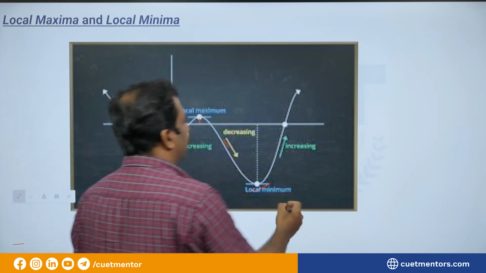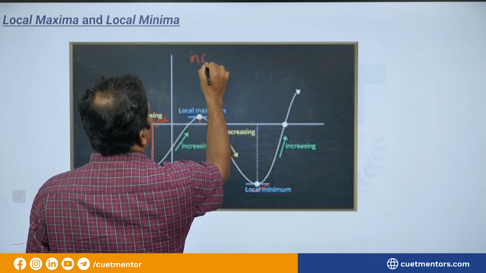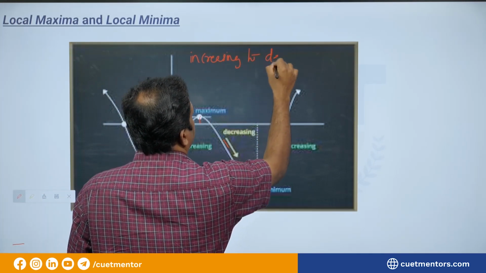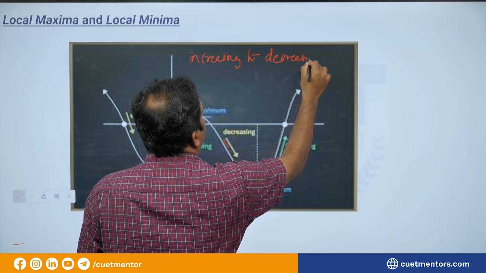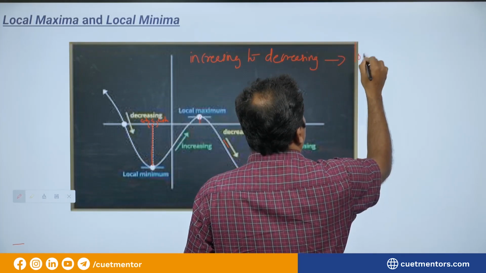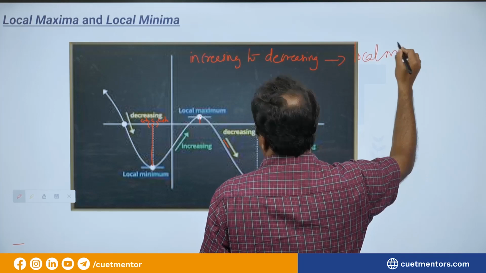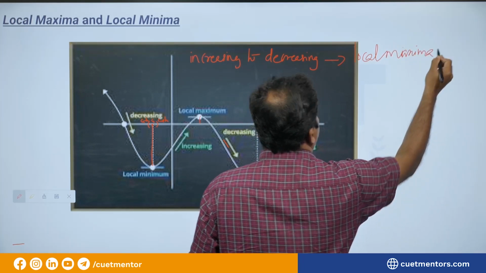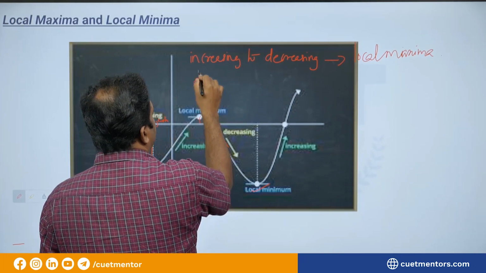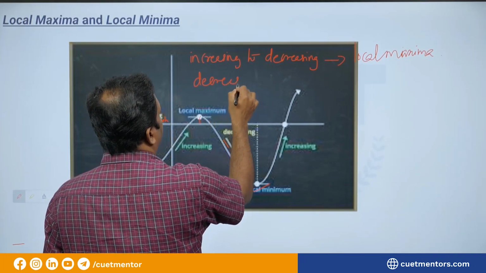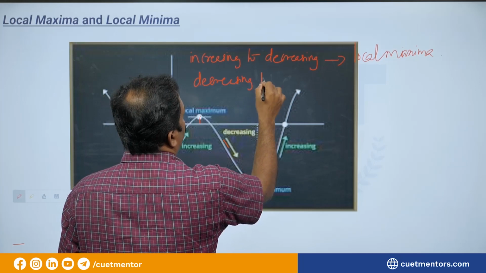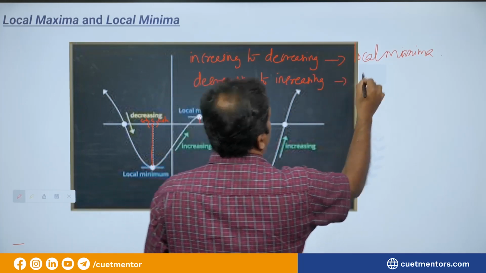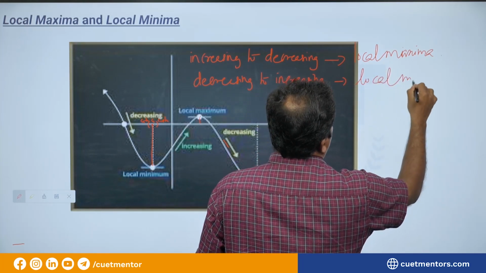So we can say that increasing to decreasing gives local maxima, and decreasing to increasing gives local minima.